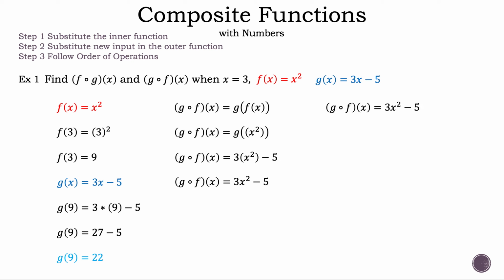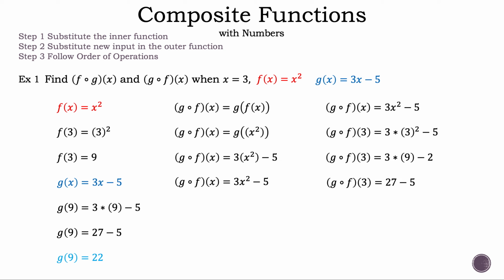Let's write it down again so we can substitute 3 for x. So now we have g of f of 3 is equal to 3 times 3 squared minus 5. And 3 squared is 9, and 3 times 9 is 27, and 27 minus 5 is 22. So g of f of 3 is equal to 22. So we can say g of f of 3 is equal to g of 9, which is equal to 22. That is g of f of x.